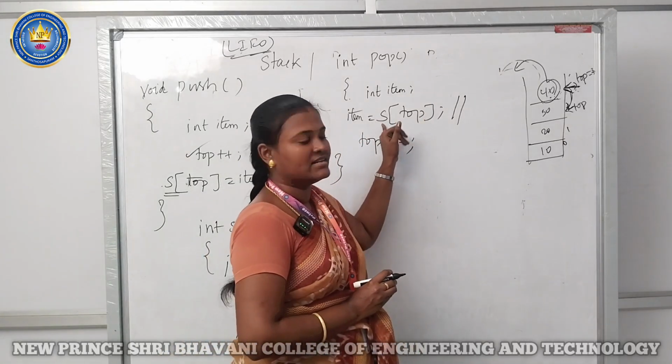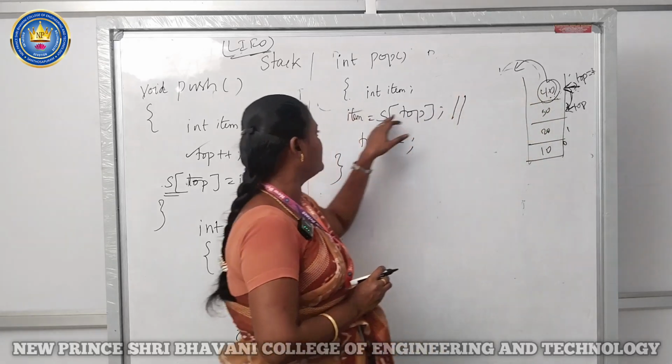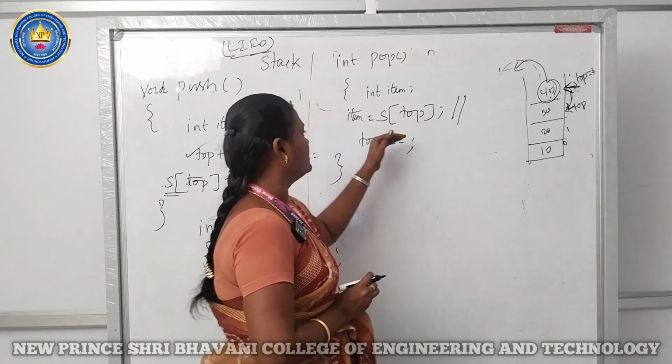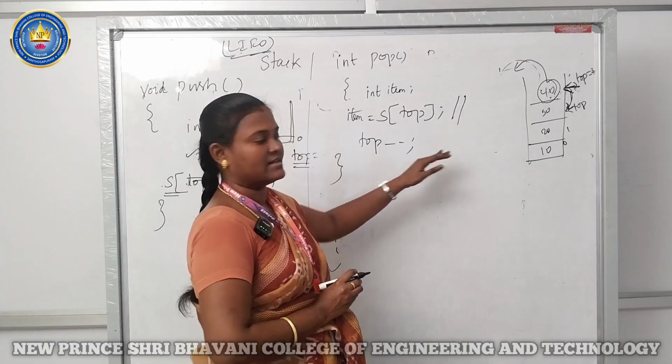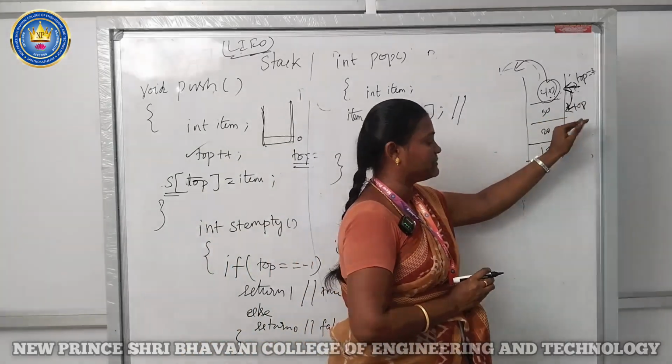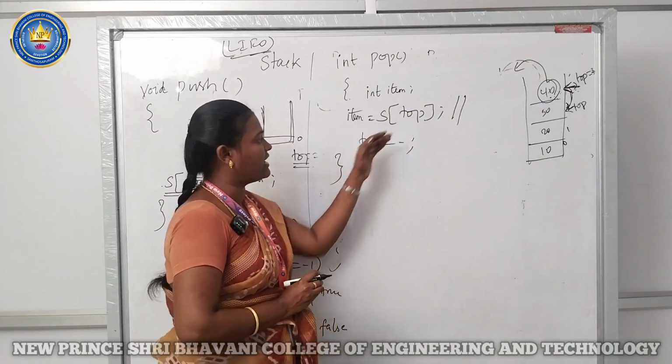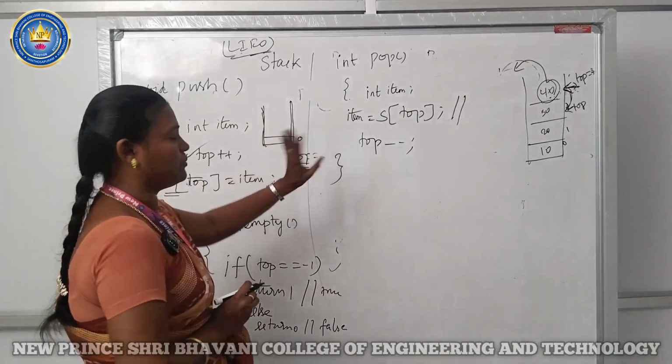So what is the S? This is the array of the stack name. So S of top pointer, where the top pointer points. Then again top minus minus. When we perform top minus minus, the previous element is automatically deleted. Okay, and so on. So this is the push and pop operation.